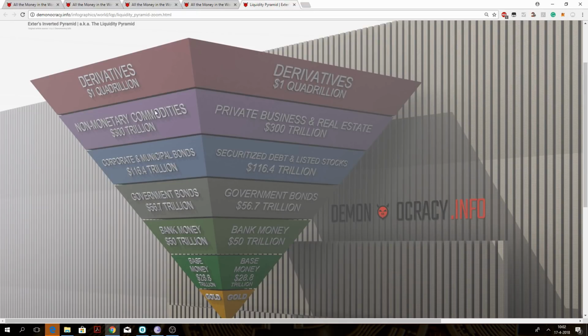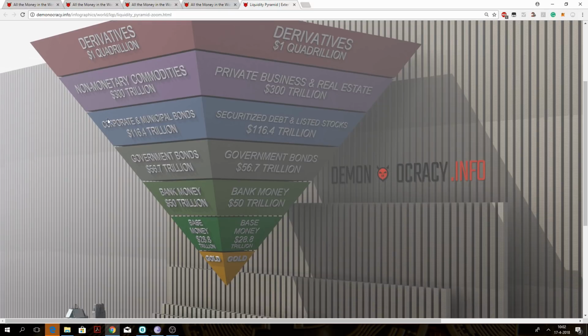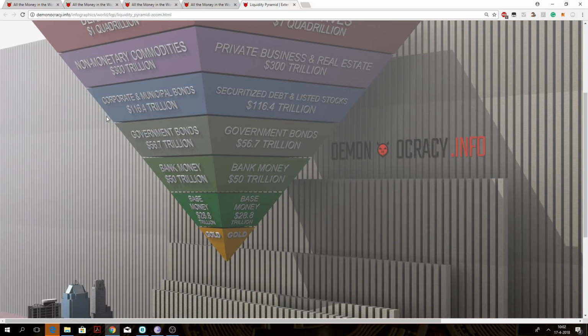This top of the pyramid right here, that's the first thing to go when there is a financial crisis. All this money will be gone. Next come your non-monetary commodities. So private business and real estate, this will take a big hit in a financial crisis, because when people don't have money, they can't get a mortgage, nobody can buy a house, the price of houses will go down. Then you have a couple of other things, government bonds.